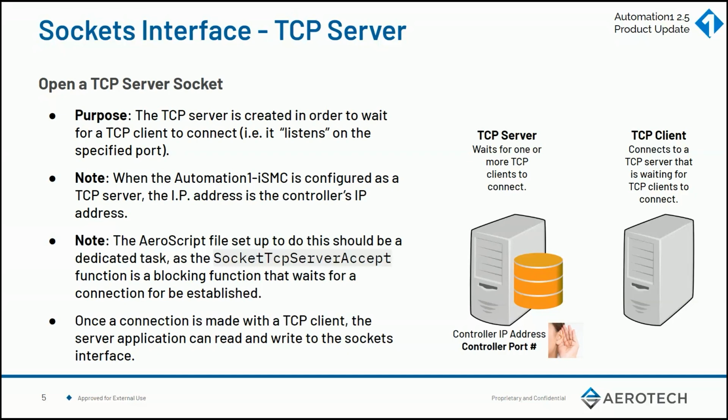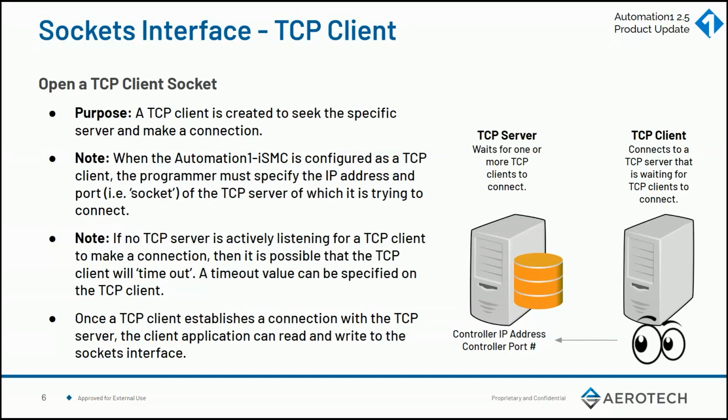On another device or task, a TCP client is created and it seeks the specific server and makes a connection. So the client goes out and looks for, based on the IP address, the controller port number that was set up to listen. So the client needs to know what port to go out and look for. When the Automation1 ISMC is configured as a TCP client, the programmer must specify the IP address and port of the server to which it is trying to connect.